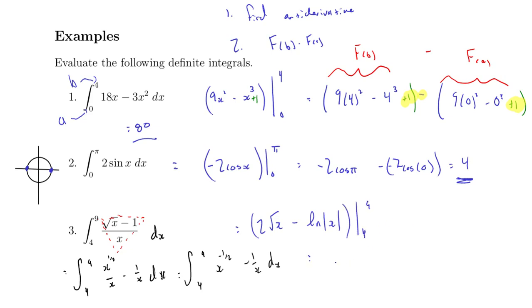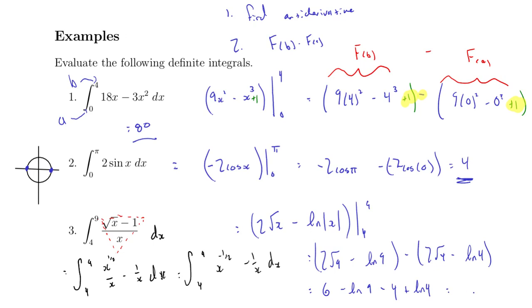So we'll plug in 9 first. 2 root 9 minus natural log 9, minus 2 root 4 minus natural log 4. And so we've got 2 times root 9, which is 2 times 3, so that's 6, minus natural log 9, minus 2 times root 4, which is 2 times 2, so that's 4, and then it's minus negative natural log 4.